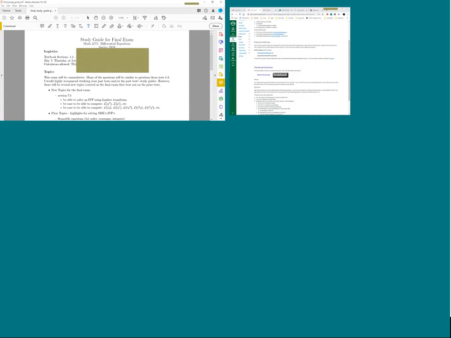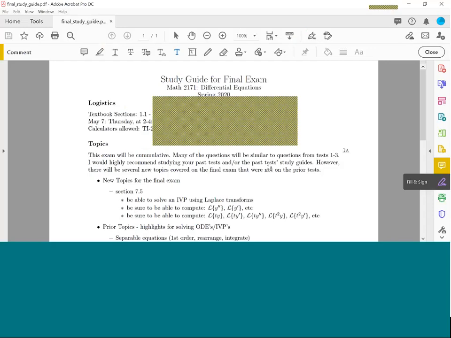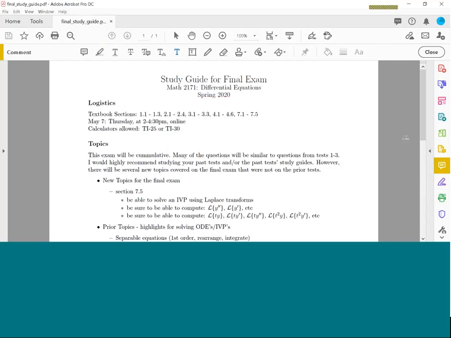So this is the exact same PDF that is currently posted up on Canvas. So here's the details. Technically speaking, anything we've covered during the semester is fair game on the final, but realistically, that's not going to happen. So roughly speaking, here are the topics.